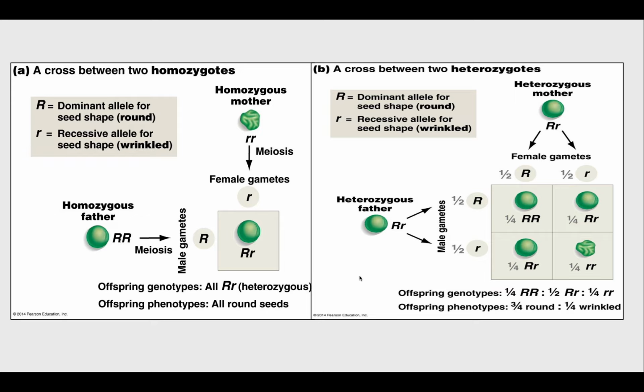If we look at the ratio here, it's going to be a 1 to 2 to 1 ratio of genotypes: 1 big R big R, 2 big R little r, 1 little r little r. Yes? Or is that just a stretch? A stretch, okay, that's fine. We can also look at the ratio of the observed phenotypes. We see 3 of them are going to be round, 1 of them is going to be wrinkled. A 3 to 1 ratio.